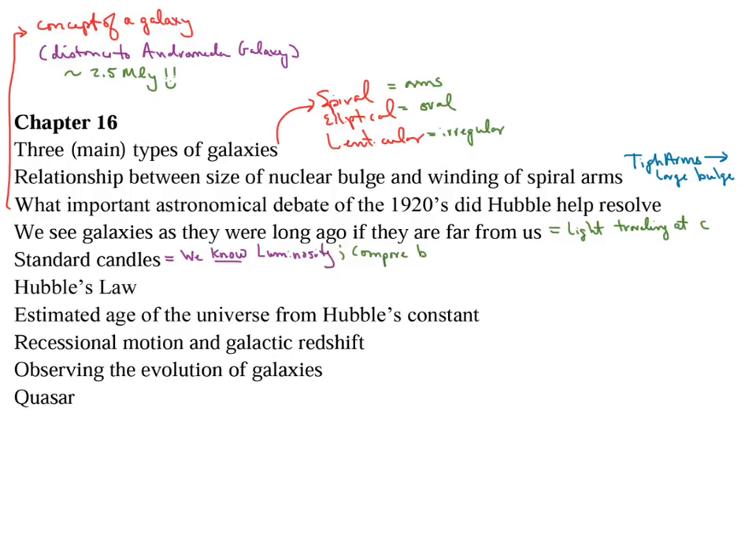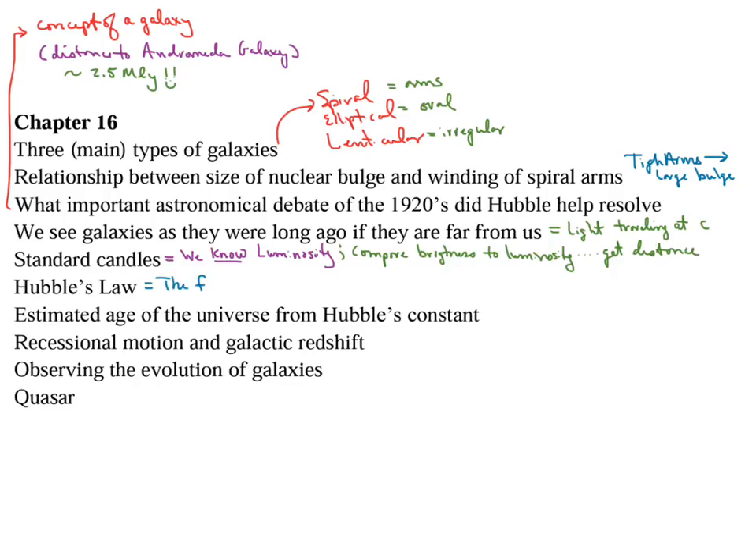Standard candles, like I said, the Cepheid variable that Hubble used was a standard candle. Standard candles are just great. They just mean that you know the luminosity. You know how much energy it's pumping out. And so you can compare how much it's pumping out to how bright it looks. Then you can get the dimming factor that the distance has created. So you can calculate distance.